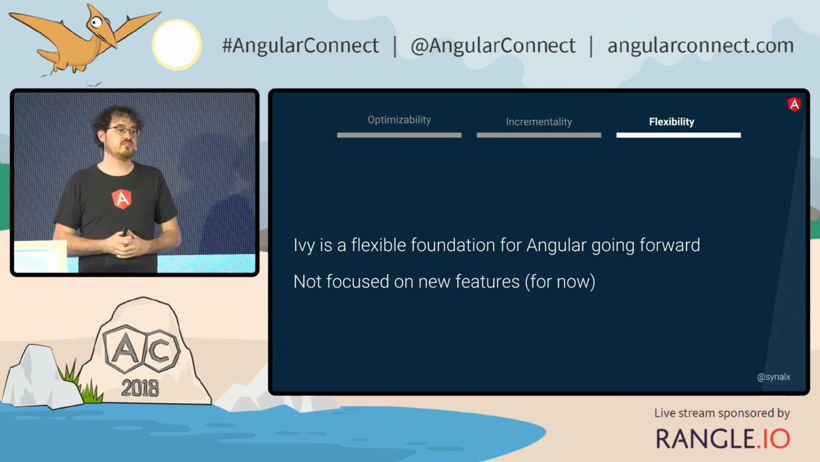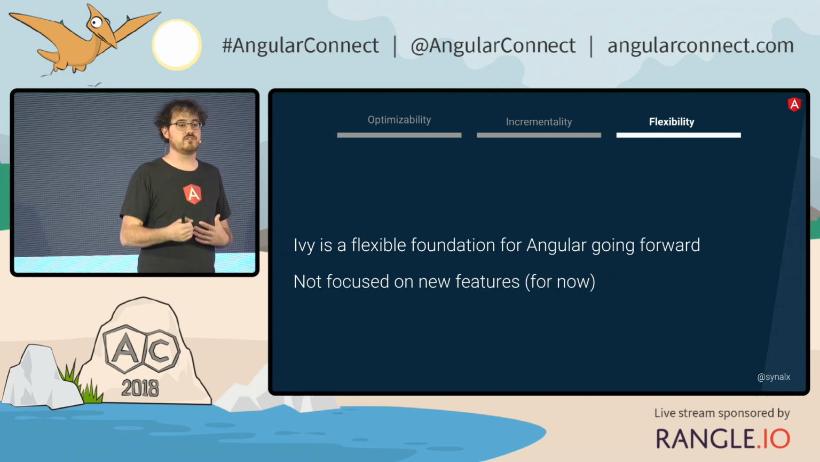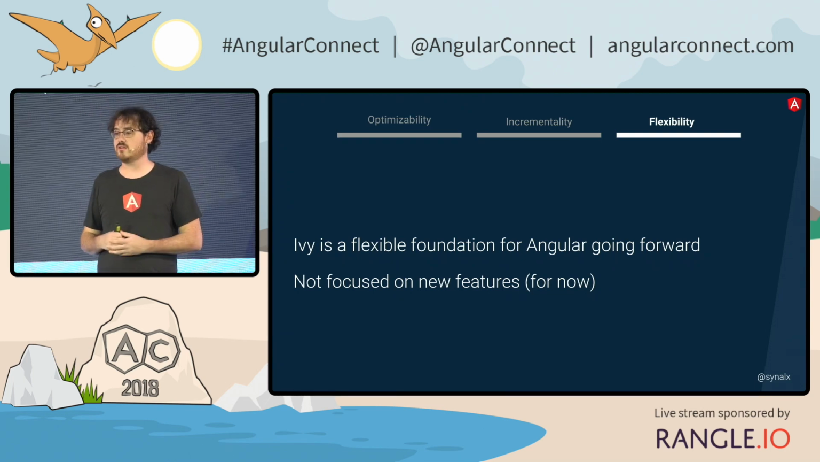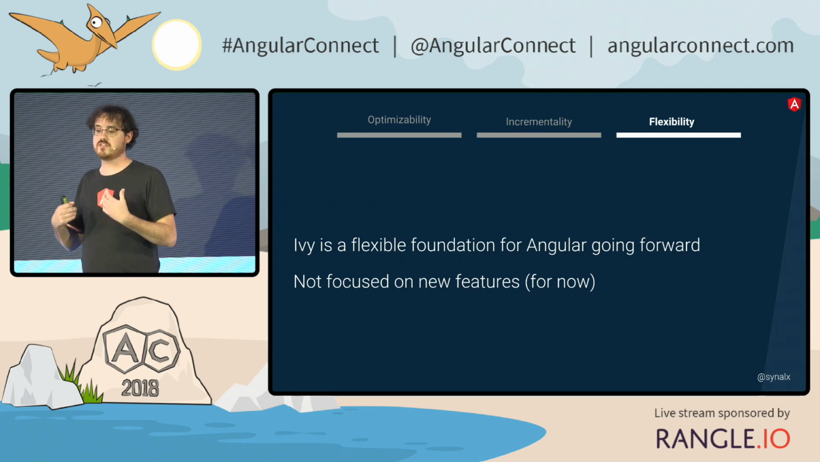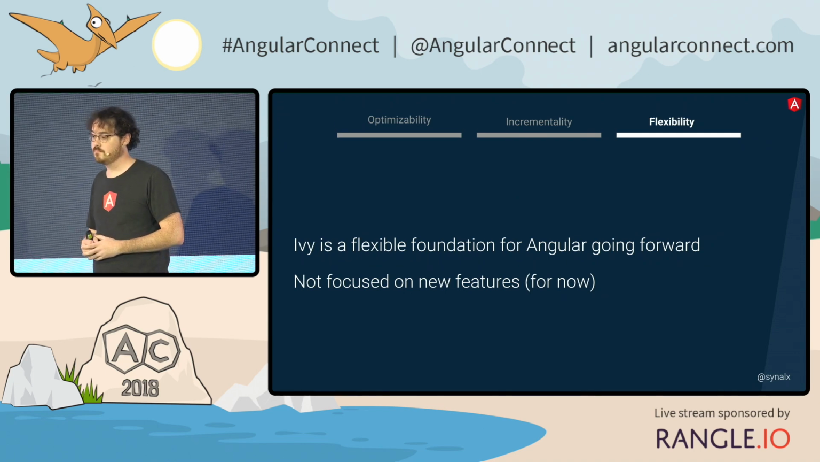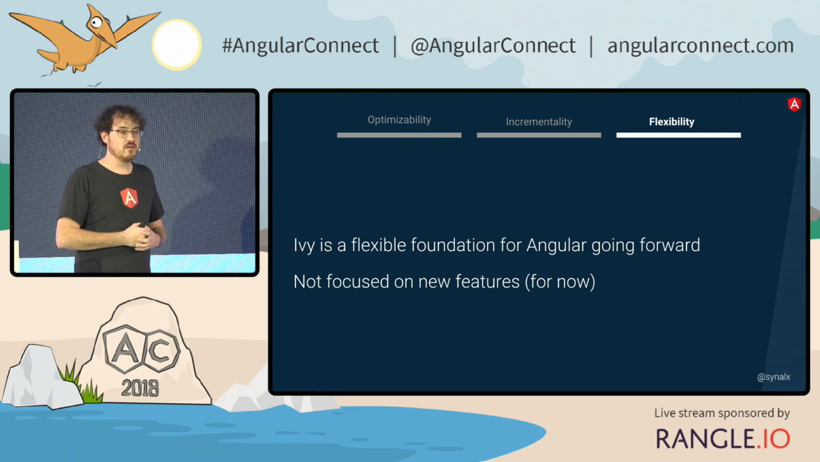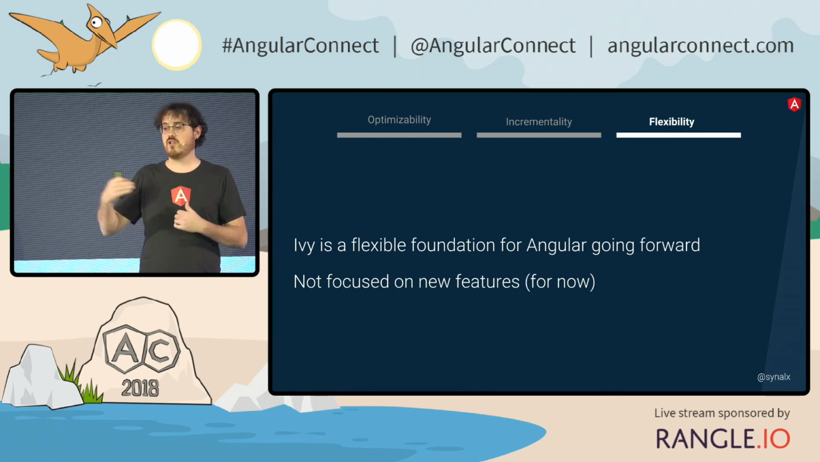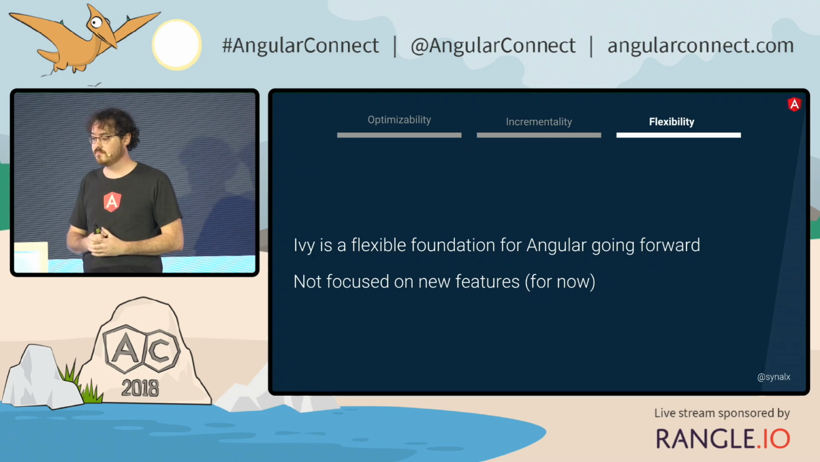The Ivy project in general has never been about delivering exciting new features on the day that we ship Ivy. Instead, it's been about taking the Angular that our users know and love and making it better, right? Faster compiles, smaller bundles, better debuggability. But at the same time, when we're undertaking this big effort, we wanted to make sure that our design would give us a foundation for building all of the cool features that we wanted to do and that our users wanted us to do, right?